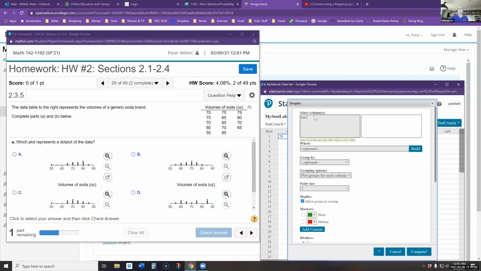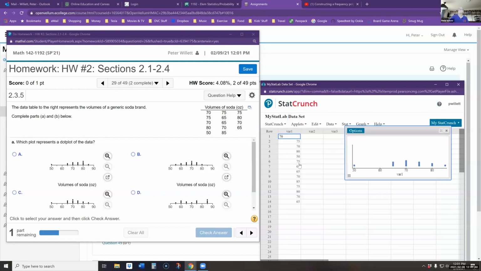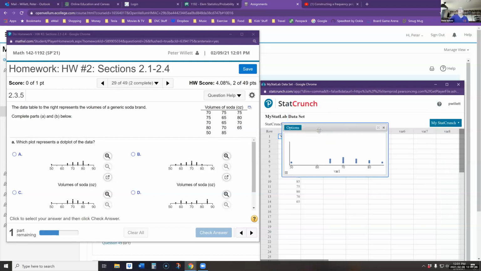As we looked at before, you do need to select the column that the data is in. And then in this case, what else are we going to do? It's just going to make dots where the data occurs. So you just go compute. And there's the dot plot.